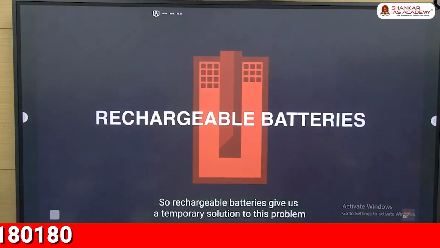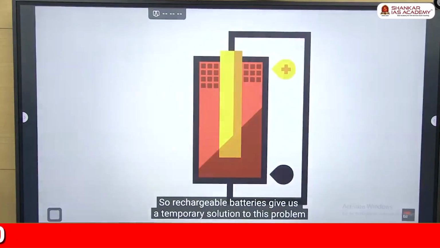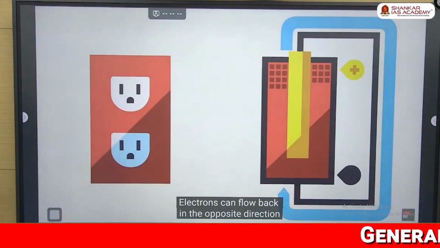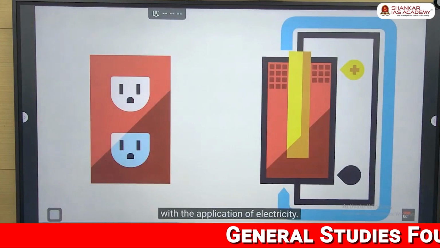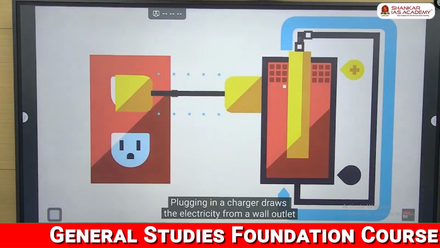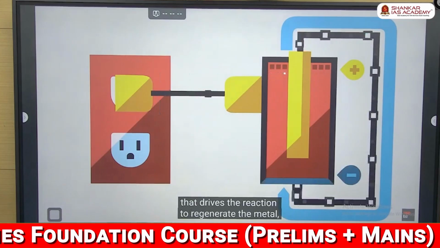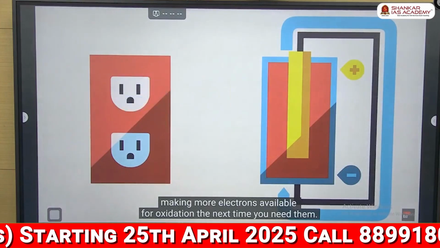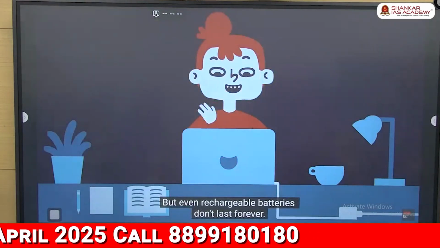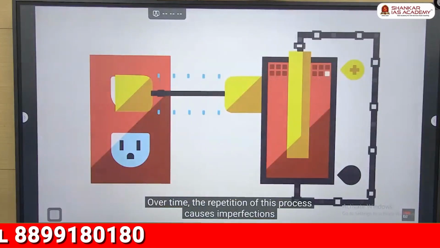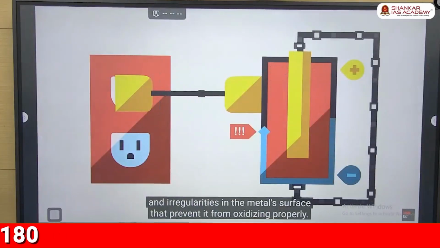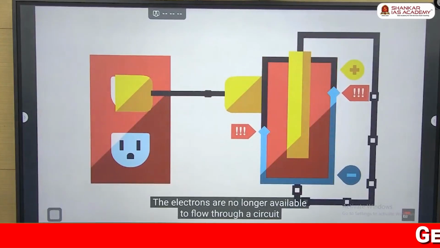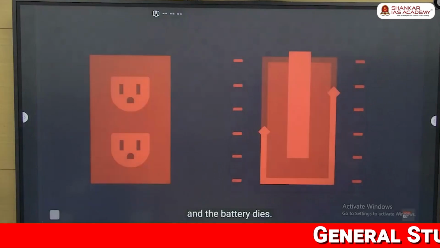So rechargeable batteries give us a temporary solution to this problem by making the oxidation-reduction process reversible. Electrons can flow back in the opposite direction with the application of electricity. Plugging in a charger draws the electricity from a wall outlet that drives the reaction to regenerate the metal, making more electrons available for oxidation the next time you need them. But even rechargeable batteries don't last forever. Over time, the repetition of this process causes imperfections and irregularities in the metal's surface that prevent it from oxidizing properly. The electrons are no longer available to flow through a circuit, and the battery dies.